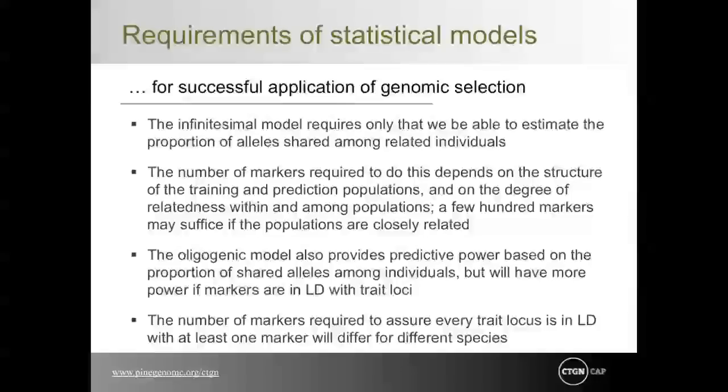Most forest tree species are not highly inbred and have relatively large effective population sizes with low levels of LD. These are characteristics that increase the number of markers required to assure that every trait locus is in LD with at least one marker. In contrast, populations of annual crop plants such as barley can have high levels of LD due to inbreeding and limited effective population size. A few thousand marker loci may be sufficient to cover the genome adequately for purposes of genomic selection using Bayesian models.